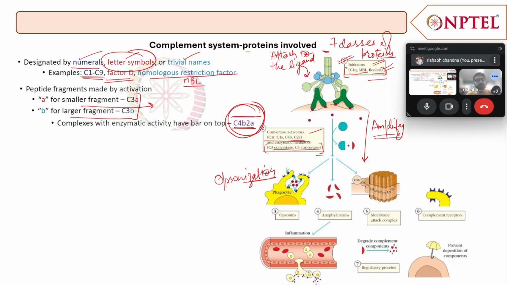So the third class is opsonins. Opsonins are, as I discussed, the proteins that coat the bacteria for their recognition by the antibodies or the phagocytes to help in clearance of those particular organisms. Then anaphylotoxins lead to inflammation. This is the fourth class, anaphylotoxins, which lead to the inflammatory response or the release of histamine.